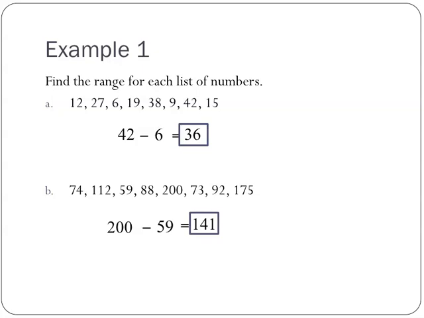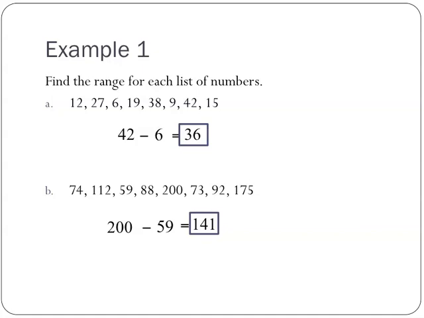Now the range is one measure of variation that we have. It is quite limited because it only tells us information about the largest and the smallest numbers, and those might not be very representative of the information that you have of all the data points in between.